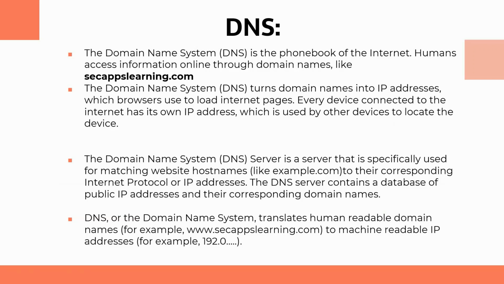Your machine understands the IP address only. It doesn't understand a URL like secappslearning.com. Your system, your computer will understand only the IP address. So every application has an IP address along with the URL or the DNS. DNS is generally used to convert, for example, SecApps Learning to an IP address, so that your machine can understand what the request is and where it's coming from.